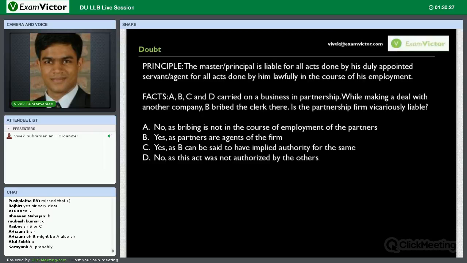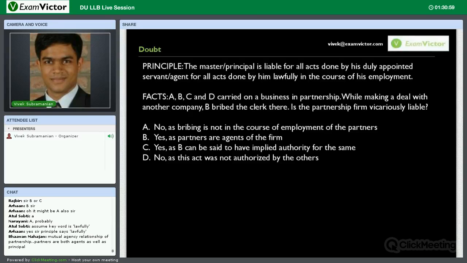Alright, let's now consider the choices. First choice is no, as bribing is not in the course of employment of the partners. Now, is this act of bribing done in the course of employment or not? I think it is definitely done in the course of employment, because the partner is in fact striking a deal on behalf of the firm, and therefore whatever he is doing, he is doing on behalf of the firm and during the course of business activities of the firm. So it is definitely in the course of employment.